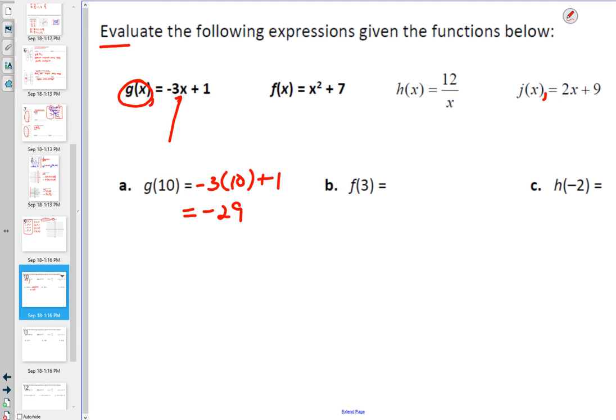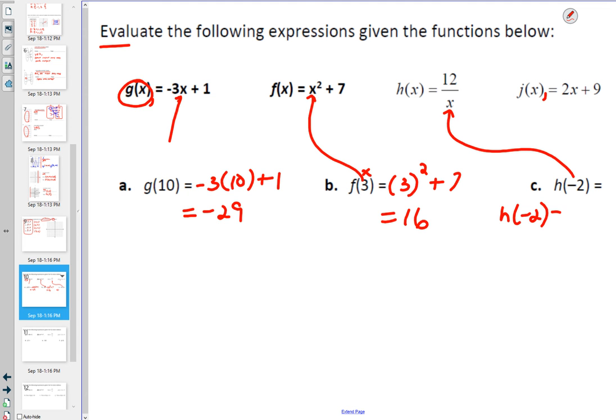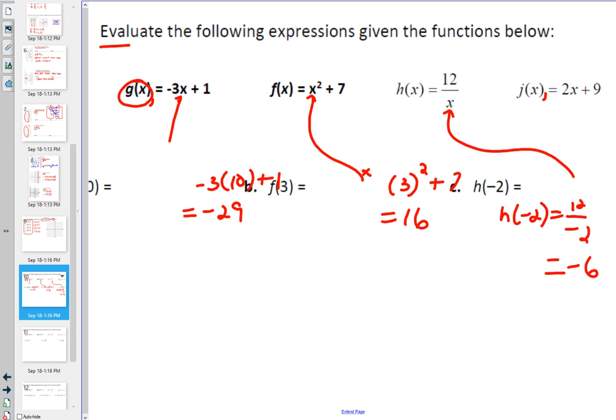This next one, this 3 counts as an x. So they want you to get the 3 and put it in for x, but only into F. So 3 squared plus 7 is 16. On this last one, they want you to put in negative 2 into H. So 12 over negative 2 is negative 6. In this case, you don't do anything with the J.